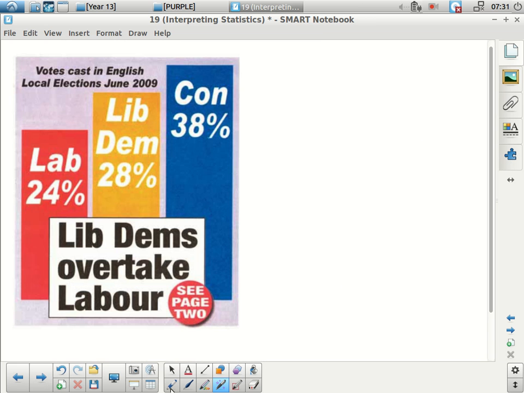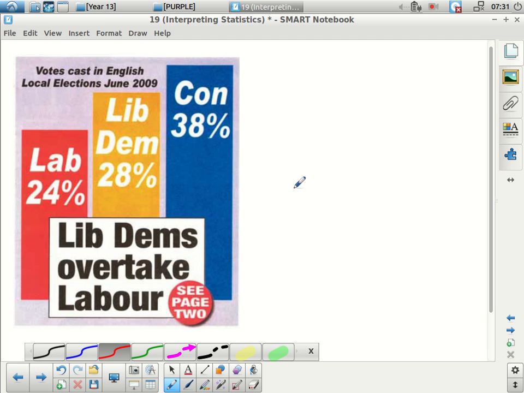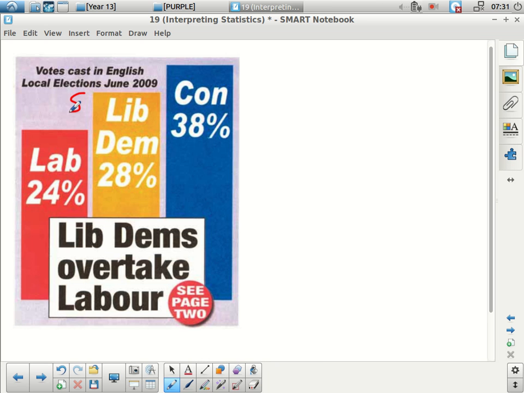And again, a similar issue: it all has to do with messing up scales. This is a graph taken from a British newspaper during an election year with the big headline, "The Liberal Democrats Overtake Labour." Now you can see here, Labour has 24%, Liberal Democrats have 28%, and Conservatives have 38%. But when I look over here, this is 4% here, and this is 10%.